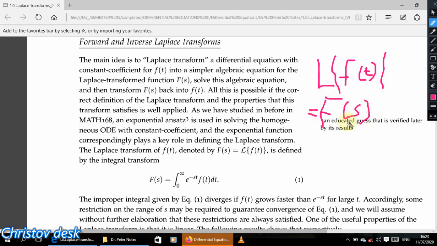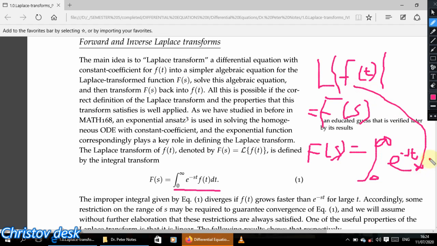And then what is capital F of x? We are saying that capital F of x is given by the integral from 0 up to infinity of e raised to the power minus xt, times the function you want to find the Laplace of, which is f of t, and then integrate with respect to t. So this is how you take the Laplace. This is the forward Laplace.